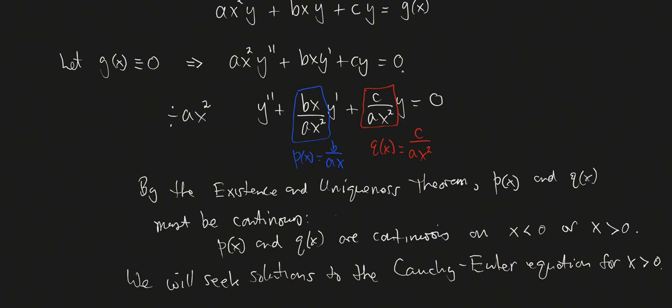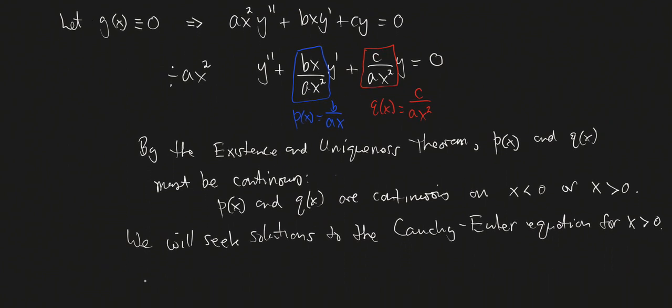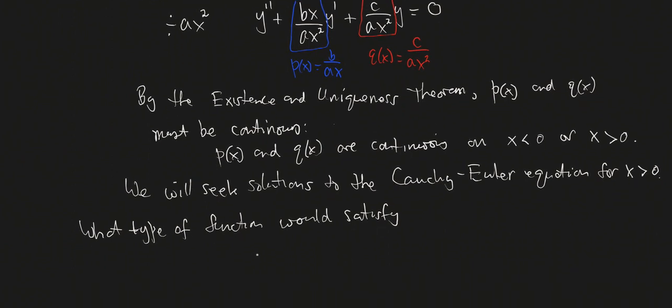So now let's go back and look at our homogeneous case. We always like to start with the homogeneous case and see what happens. So let's ask ourselves this question: what type of function would satisfy this equation? Let me write it again. ax squared times y double prime plus bx times y prime plus cy is equal to 0.